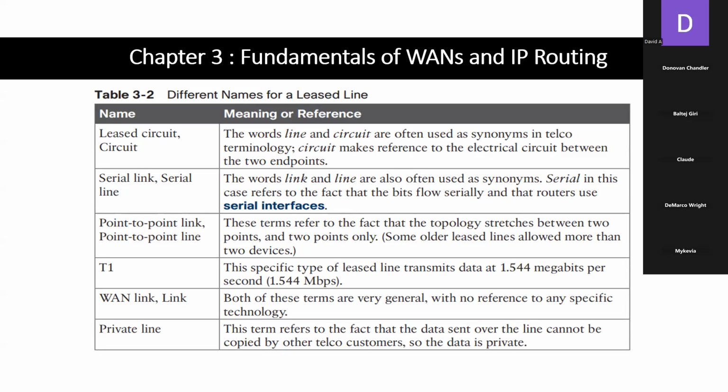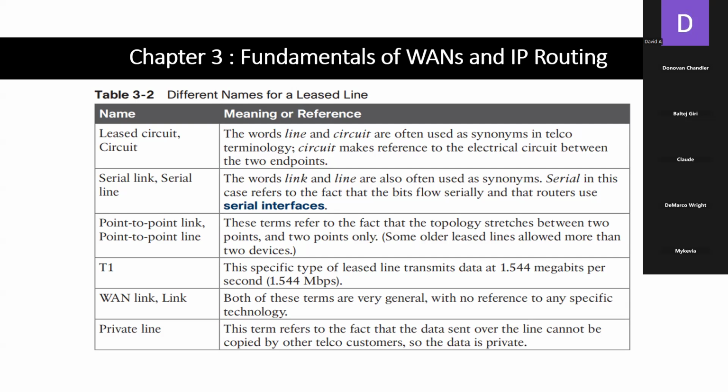So what does circuit mean, right? Circuit makes a reference to the electrical circuit between the two endpoints. Another term for a lease line is a serial link or a serial line. The words link and line are also often used as synonyms. Serial in this case refers to the fact that the bits flow serially and that routers use serial interfaces.